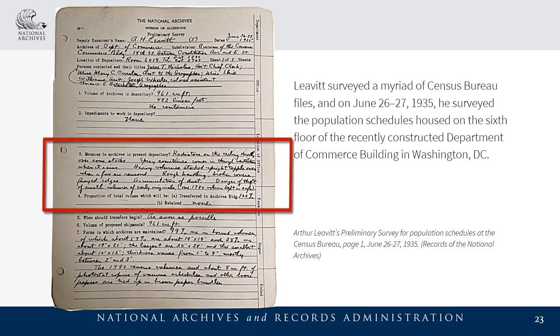Under the category menaces to the archives, he noted radiators on the ceiling directly over some stacks. Spray sometimes comes in through the ventilation when it rains. Heavy volumes stacked upright topple over when a few are removed. Rough handling, broken covers, frayed edges, accumulation of dust. Danger of theft of small volumes of early originals. And then he noted that the 1790 volume was kept in a safe.